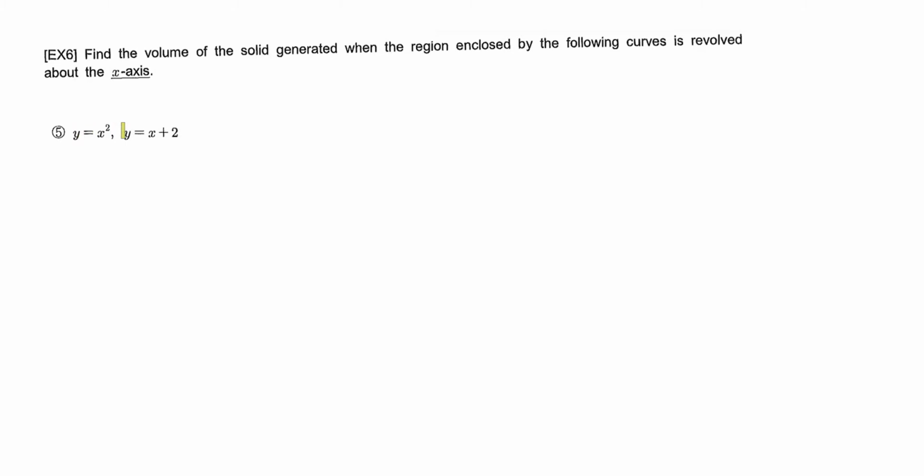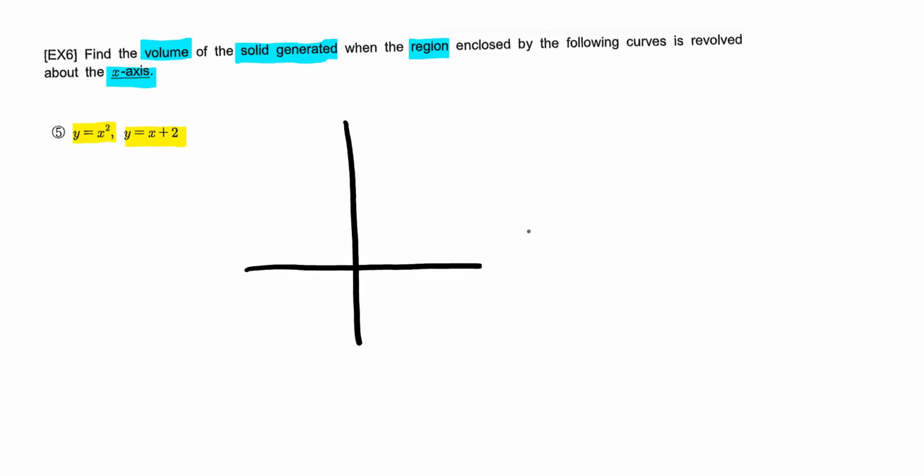I know it's a washer question because there's two equations, and this is being rotated around the x-axis, and once again I just need to find the volume of the solid generated when that region is being rotated around the x-axis. Okay, let's start off by graphing the two functions because I need to find the intersection points.